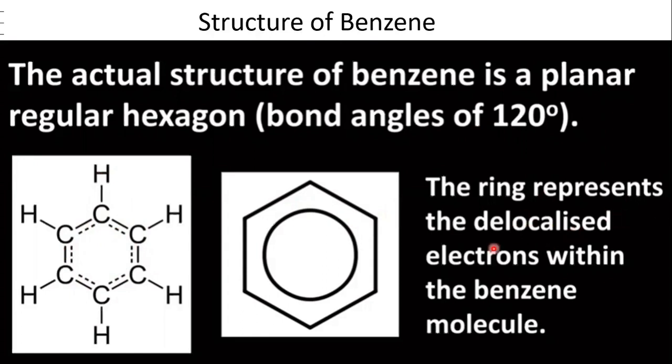The ring represents the delocalized electrons within the benzene molecule. Now what do you mean by these delocalized electrons? We can see these pi electrons which can be moved. These are called delocalized electrons.